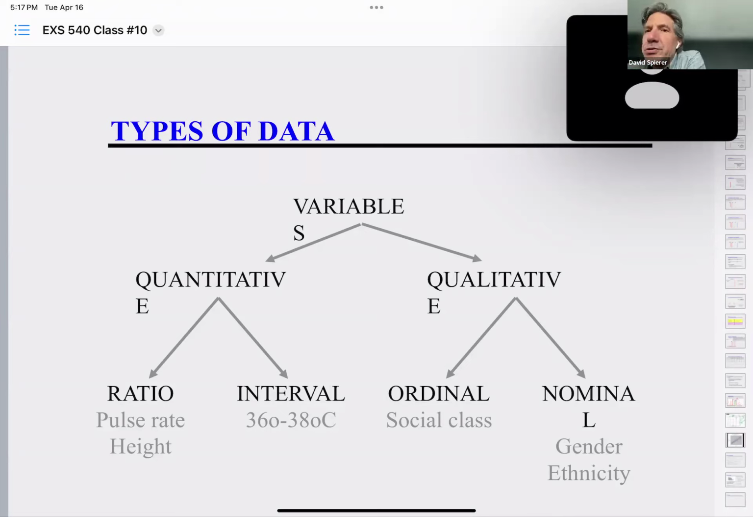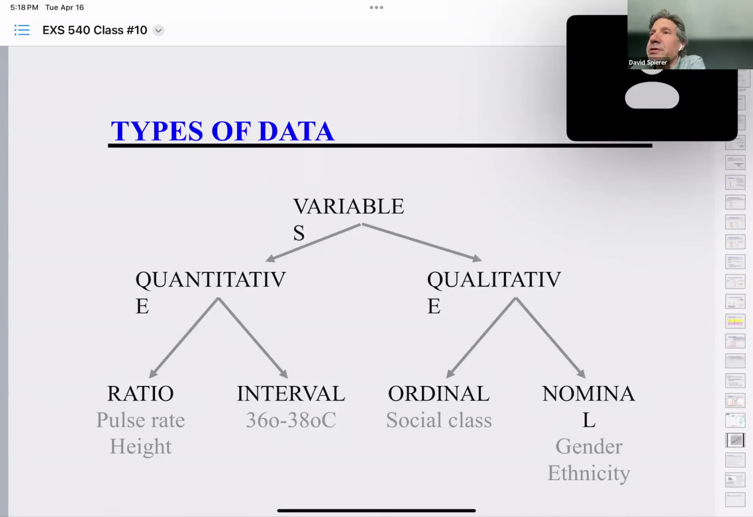When we look at these two and break them out, quantitative types of data have two common ones. One is ratio and the other is interval. So what does a ratio mean? Ratio is any relationship. We could be looking at pulse rate and height, or height versus weight. Let's say we're looking at cardiovascular risk as it relates to waist to hip ratio. That is a ratio. Normally we're taking one number and dividing it by another, and we're getting a value, right?